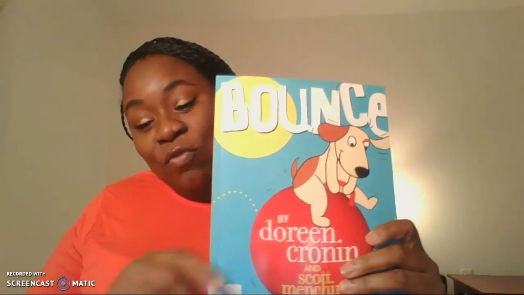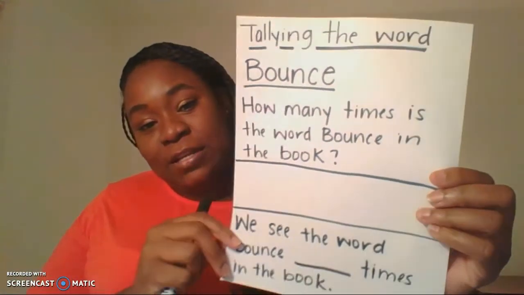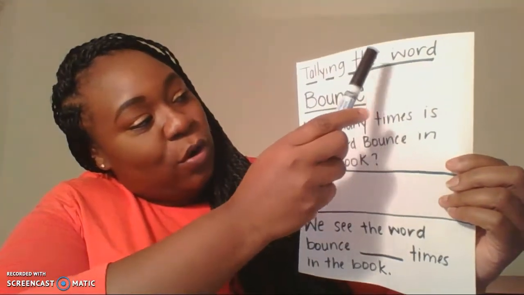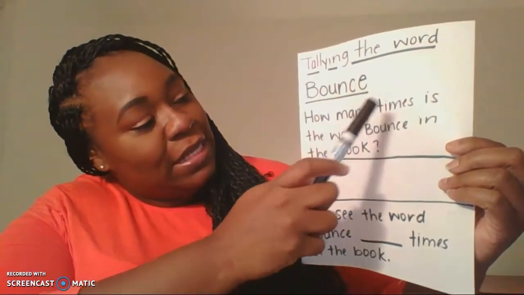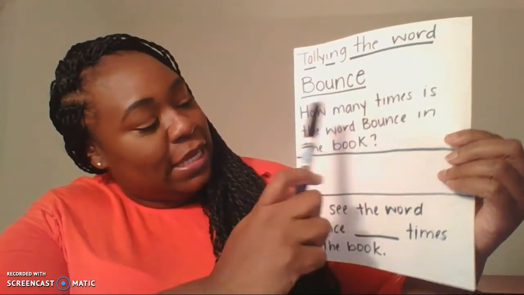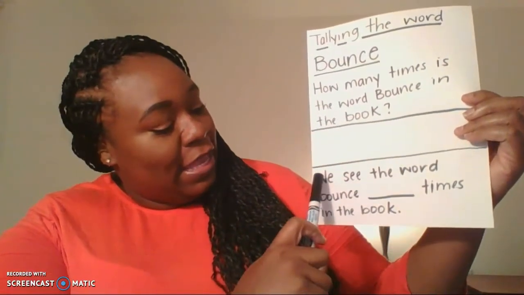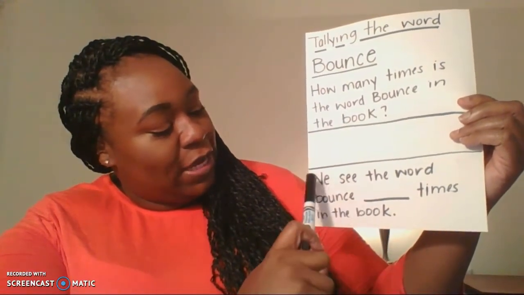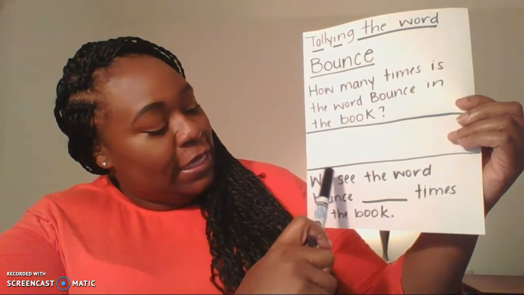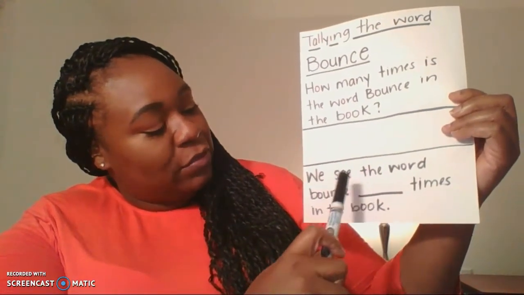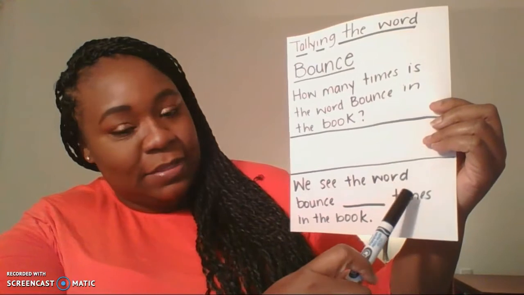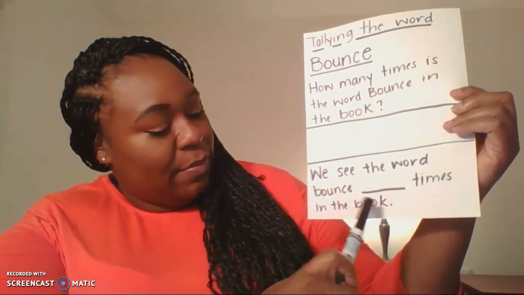Okay? So remember, tallying is making sets of five. Okay? So here I have our sheet. It says tallying the word bounce. How many times is the word bounce in the book? So we're going to make our tally marks here, and then we're going to answer the question down here. And we're going to say, we see the word bounce, and we put how many times there, times in the book.